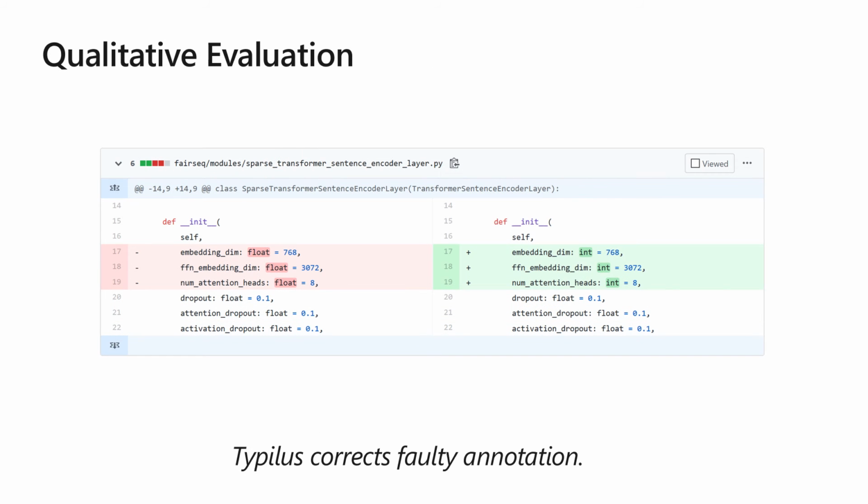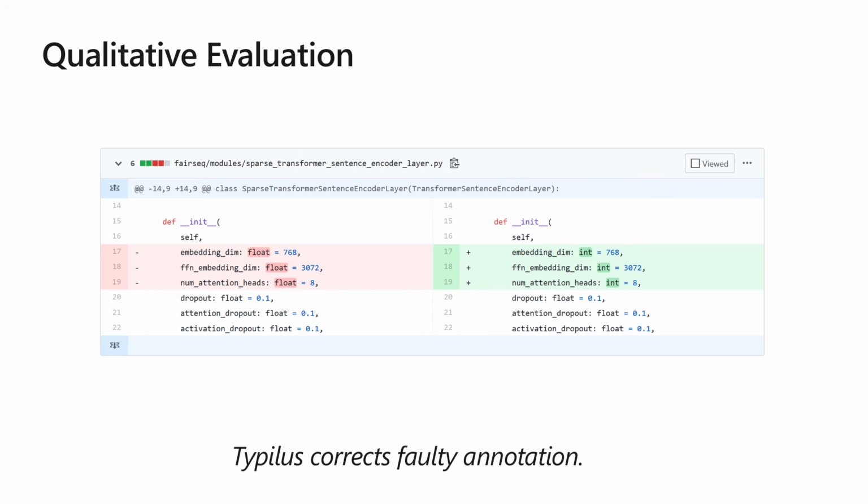We now take a more qualitative look at Typilus suggestions. First, while we were doing error analysis, we observed some highly confident suggestions that seemed plausible. After manually checking them, we realized that some of the ground truth type annotations were incorrect. Indeed, two popular open source projects merged our pull requests fixing these annotations. One is shown in this slide.